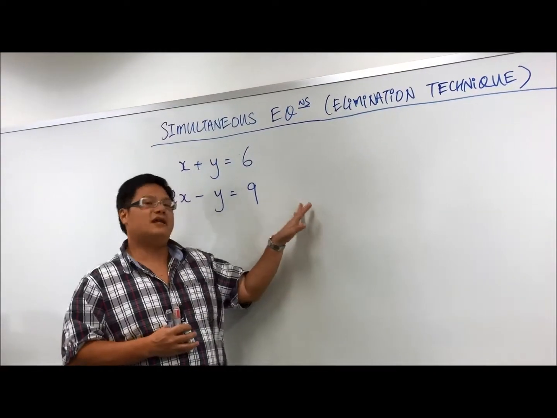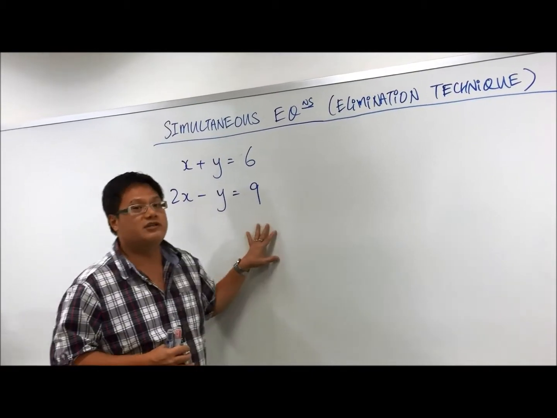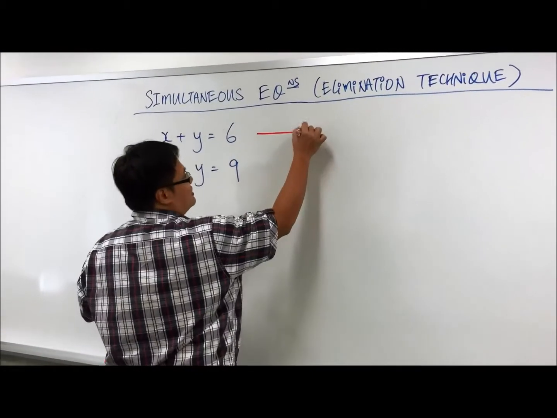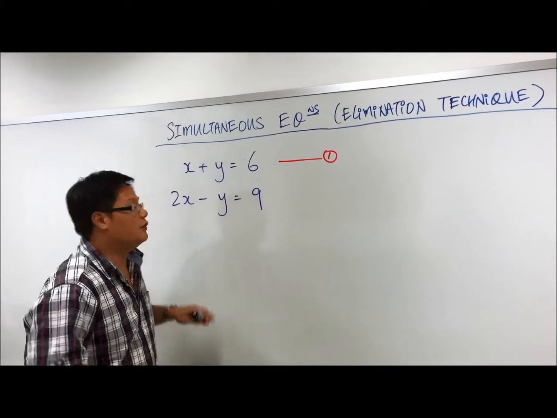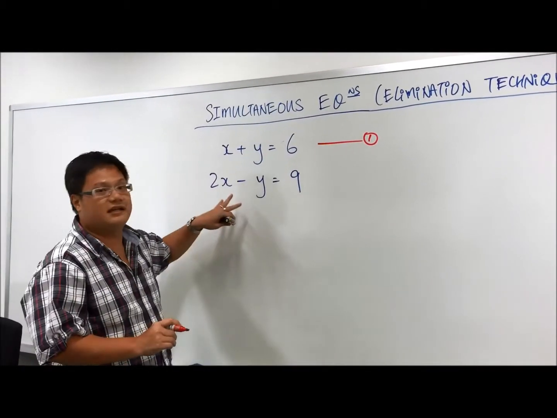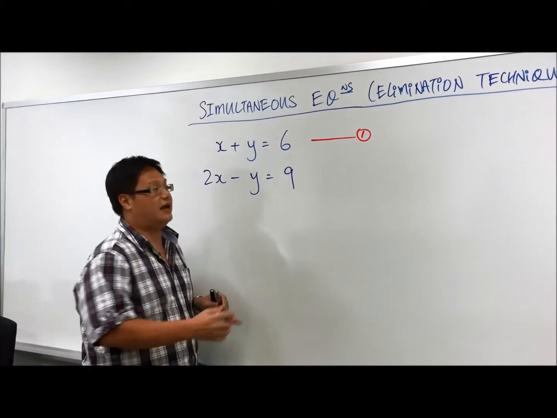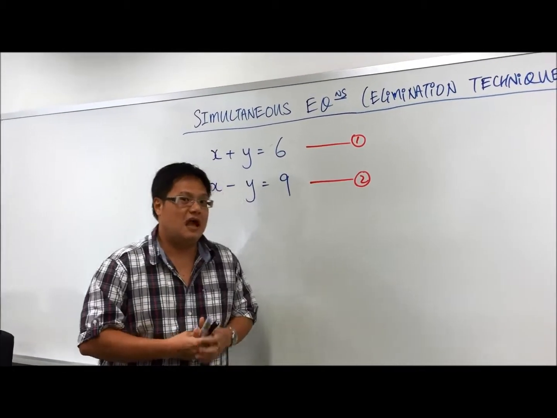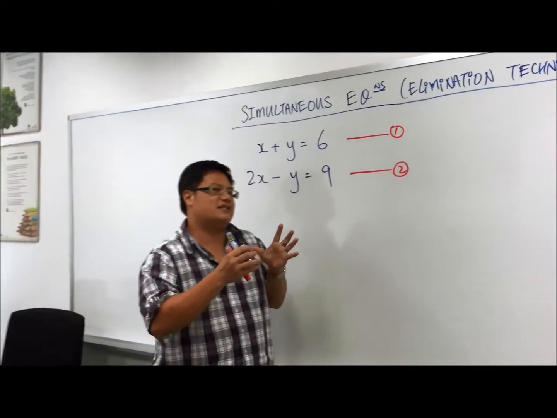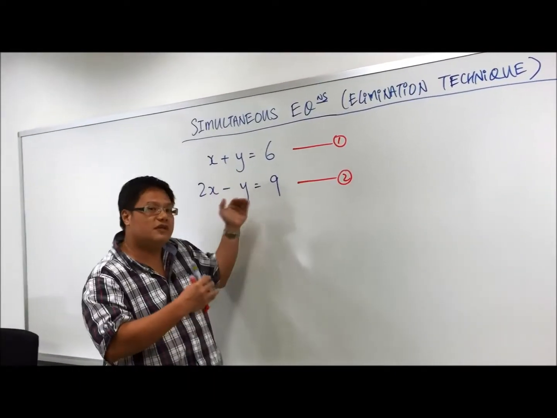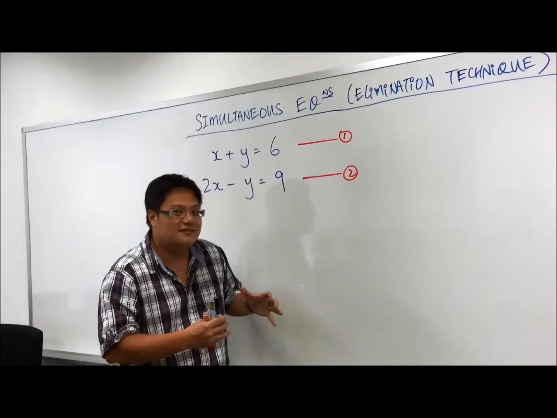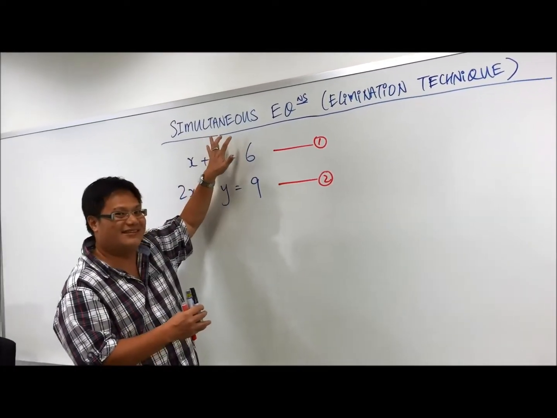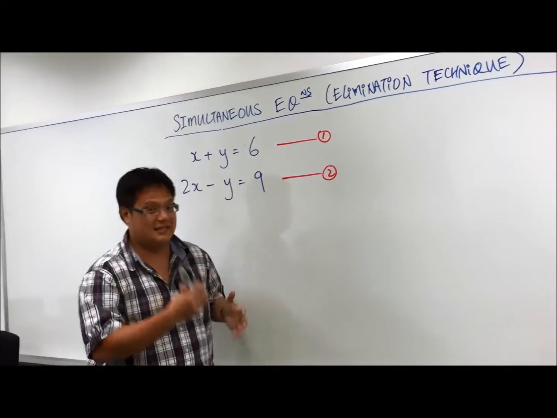Right now, I've added in a second equation. We have our first equation, x plus y equals 6, and a second equation which I just added in: 2x minus y equals 9. Now, is it possible to find a set of values for x and y that satisfy both of the equations concurrently, at the same time? That's why we call it simultaneous equations. Can you solve them together at the same time?